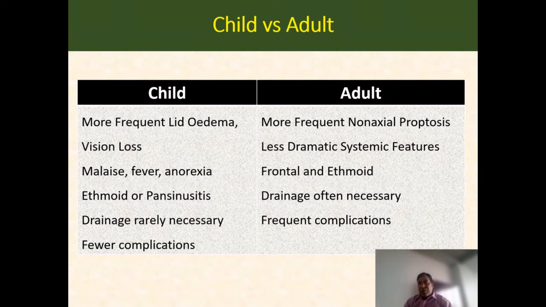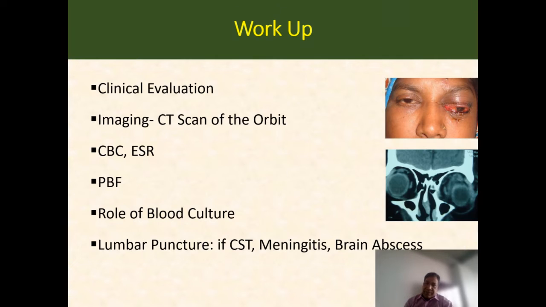Children with orbital cellulitis usually show a different clinical picture than adults. In children, it is accompanied by acute onset and rapid progression of eyelid swelling. More frequent systemic features include malaise, fever, and anorexia associated with pansinusitis. In adults, the most frequent feature is proptosis, and drainage is often necessary to prevent complications.